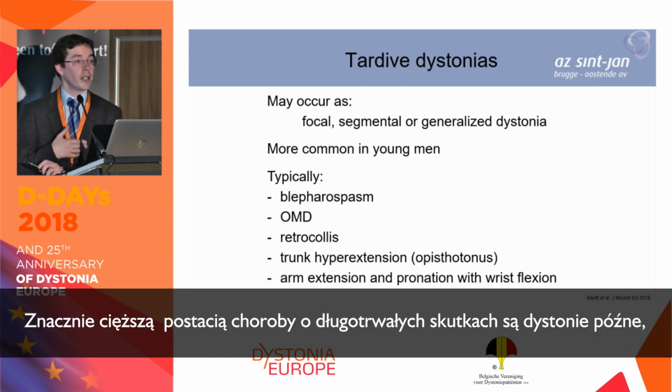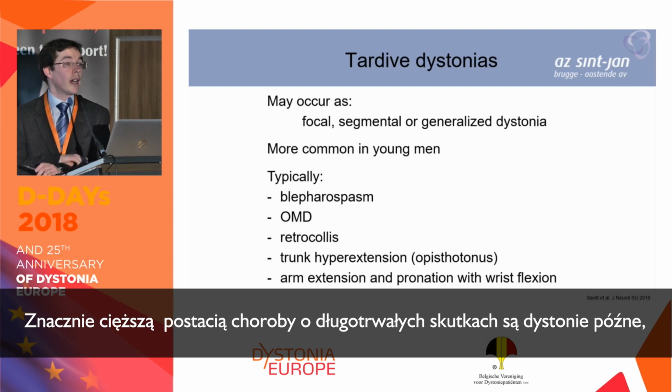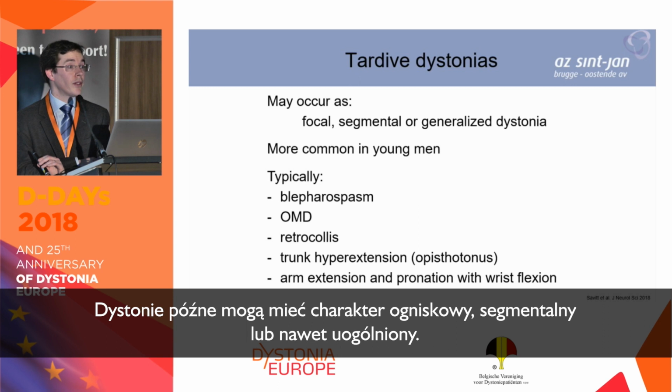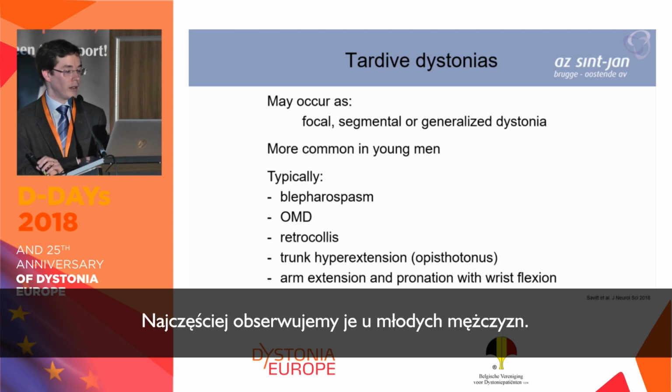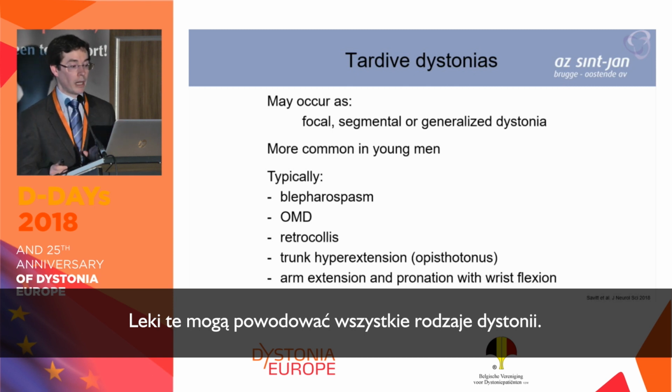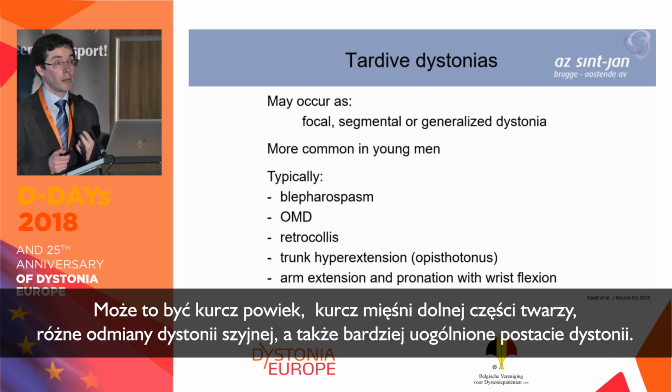Much more severe, because the effect is long-lasting, are tardive dystonias that can also be caused by dopamine receptor blocking drugs. These tardive dystonias can occur as focal, segmental, or even as a generalized dystonia. It's more common to see it in young men, and it can be all kinds of dystonia that can be caused by these drugs. It can be blepharospasm, it can be severe oromandibular dystonia. There can be several types of cervical dystonia that can be caused by these drugs, and also more generalized forms of dystonia.